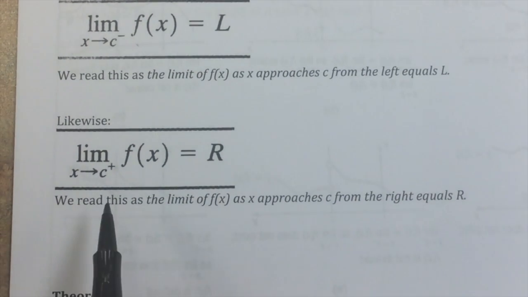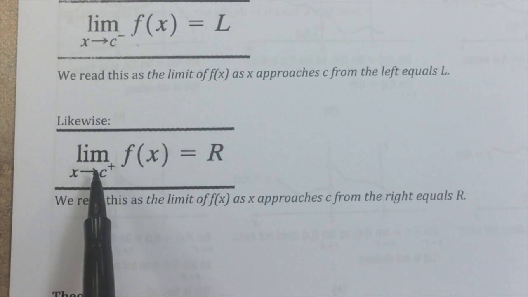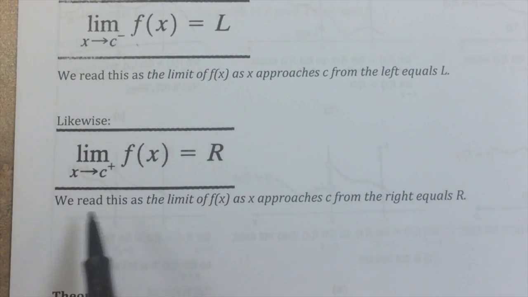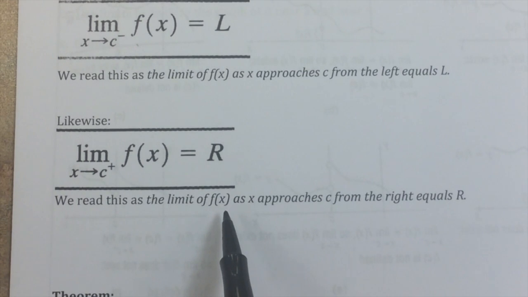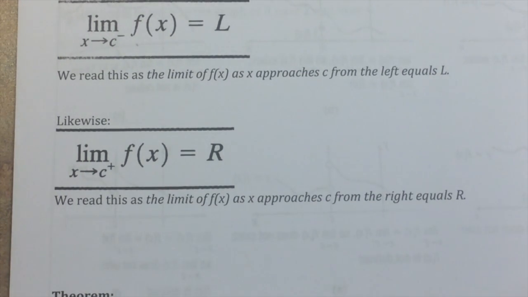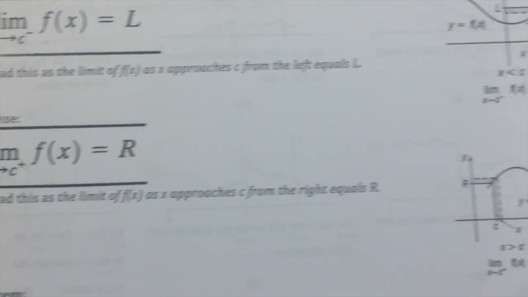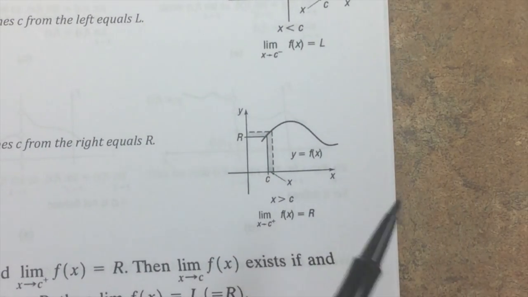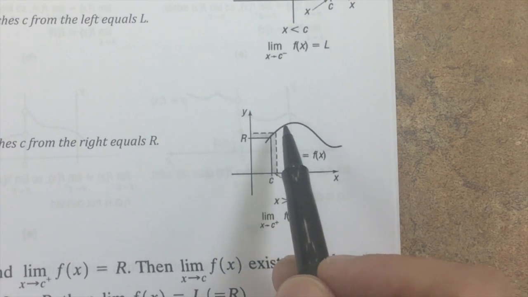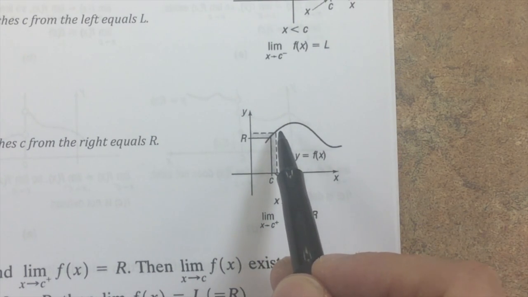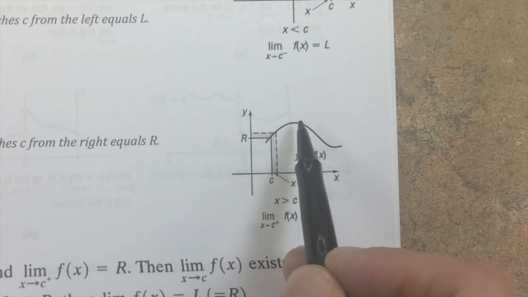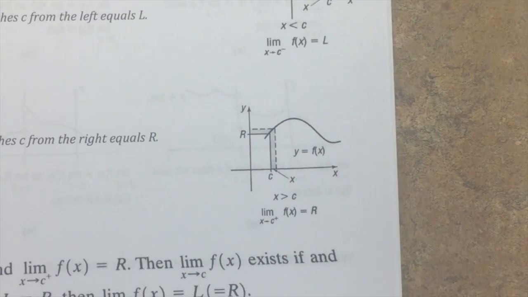Likewise, if we have this notation, x approaches c with a plus sign, we read that as the limit of f of x as x approaches c from the right. So we're coming from the positive numbers. If we look at this picture here, we're coming from the right. Some value x, and we're approaching c, getting closer and closer from the right.